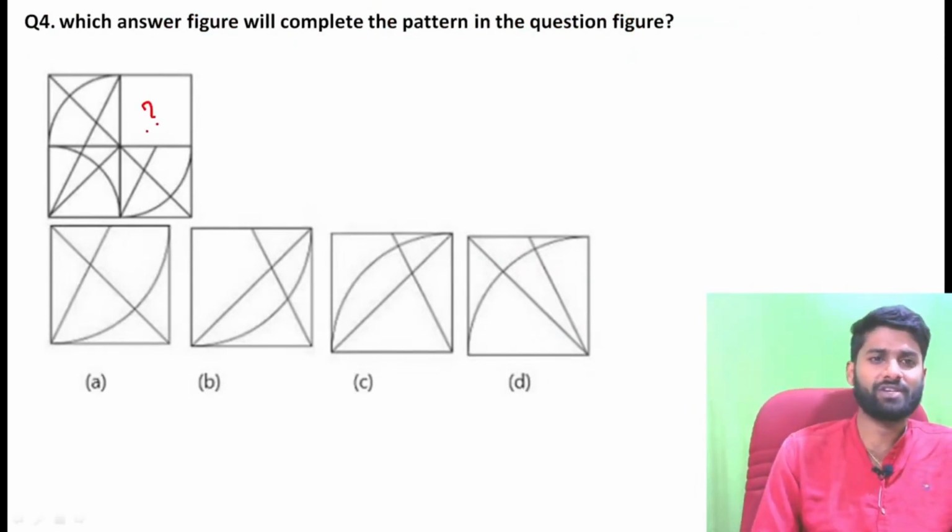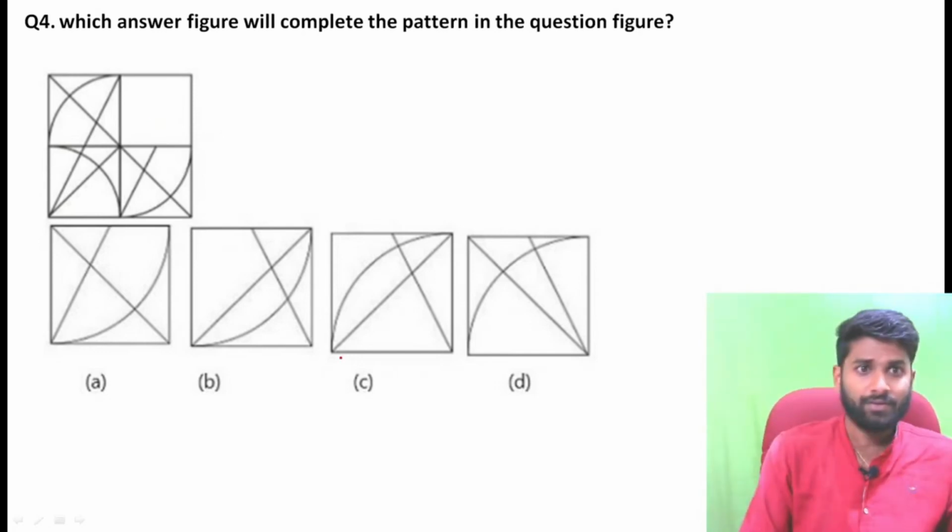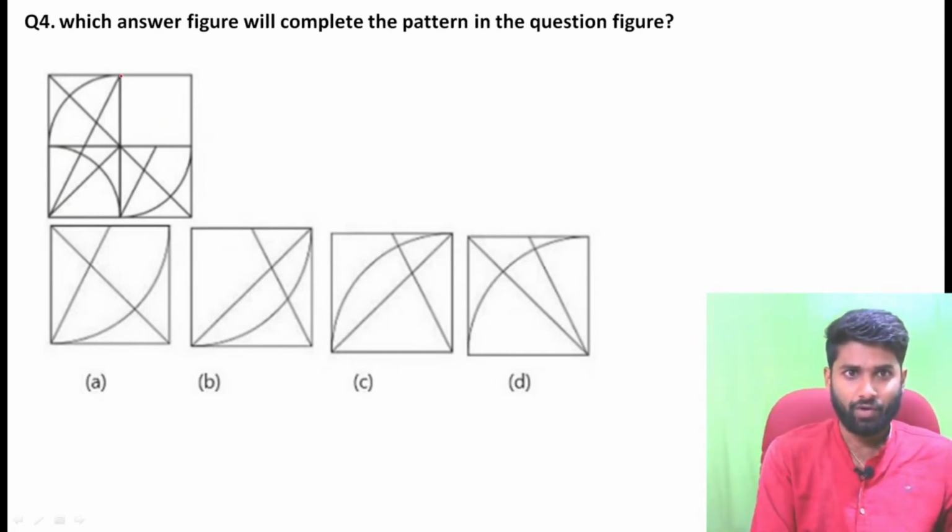Next, just complete this figure. Which of the following options can indicate this particular box? Which answer figure will complete the pattern in the question figure? First see, guys, we want a curve here. We want an open curve like that, guys. We want this open curve. See guys, why? Because this is the shape we can get now. So we want this open curve. Now this is the open curve here.